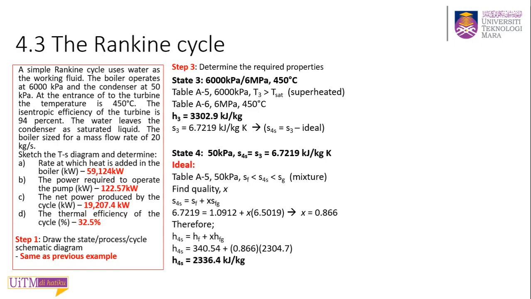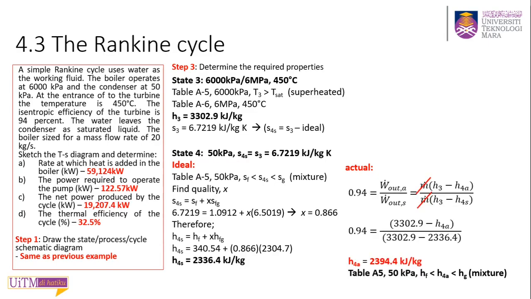Using the appropriate table, we must check the phase of the substance. And as we can see, since the phase is a mixture, to solve for ideal specific enthalpy at state 4, we will use the equation for mixture. For actual conditions, to find the actual specific enthalpy at state 4, we will use the isentropic efficiency equation, and solving this equation, we will be able to calculate the actual specific enthalpy at state 4. Now, remember to also check the phase for the actual condition in order for us to draw the TS diagram correctly.